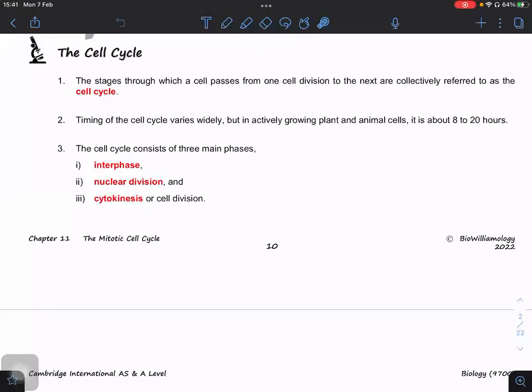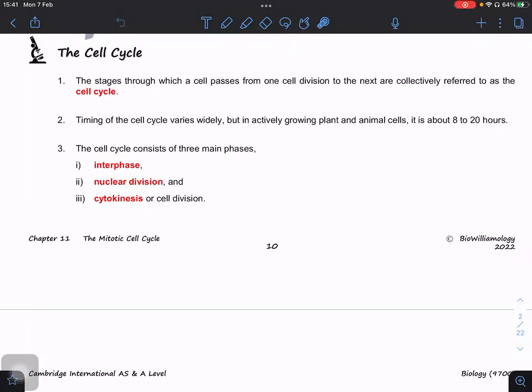When we talk about the cell cycle, it is defined as the stage through which a cell passes from one cell division to the next. Collectively, this is referred to as a cell cycle. So from one cell to become two, then two become four, that is another cell cycle. The timing of the cell cycle varies vastly, but generally about 8 to 20 hours, depending on the plant or animal cells.